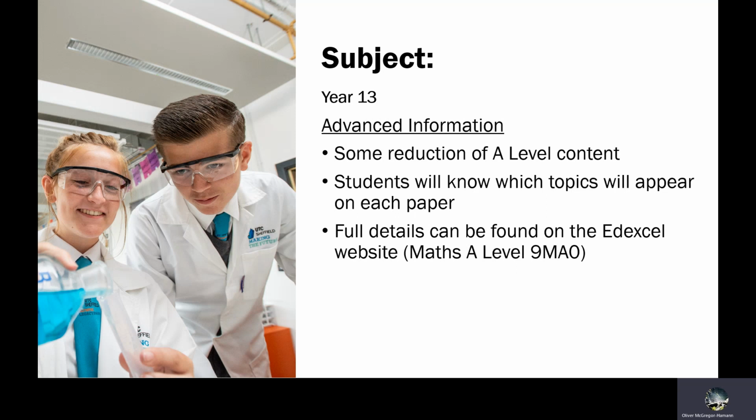And again, obviously, students always knew that mechanics would be in the mechanics paper and statistics in statistics, but there are 2 long pure papers. They're 2 hours each. And so knowing now from the advanced information which topics will come up in which paper is going to be really useful. Again, full details can be found on the Edexcel website. If you search Maths A-Level 9MA0, that will take you to the correct A-Level course.